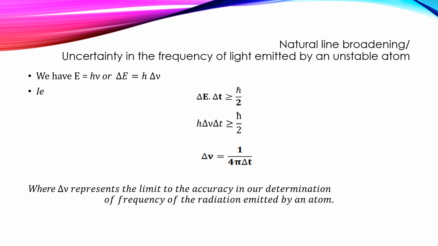We have energy E is equal to h nu, or delta E is equal to h into delta nu. On substituting in uncertainty principle, delta E into delta T greater than or equal to h bar by 2, we have delta nu is equal to 1 by 4 pi into delta T, where delta nu is the uncertainty in the determination of frequency of radiation emitted by an unstable atom.